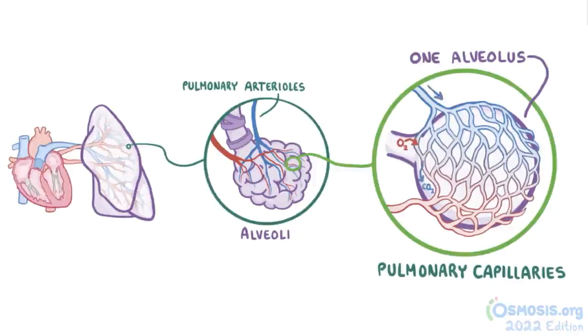The pulmonary capillaries drain into small veins that join to form the two pulmonary veins exiting each lung. And these pulmonary veins complete the circuit by delivering oxygen-rich blood into the left atrium.